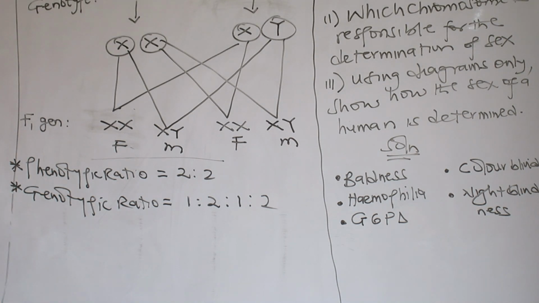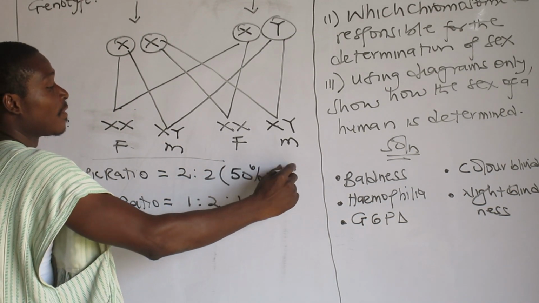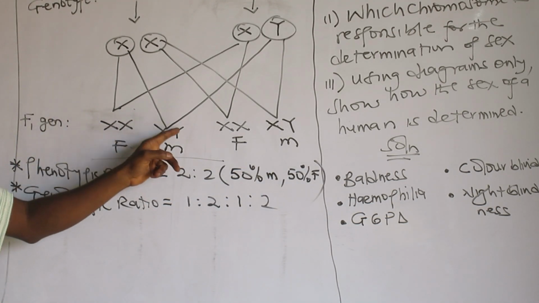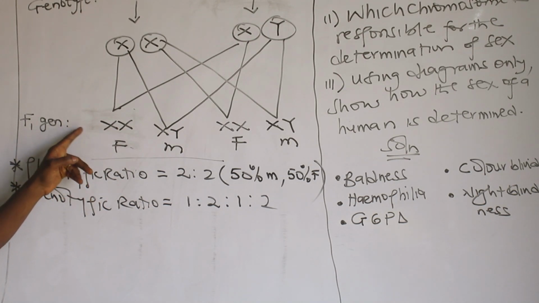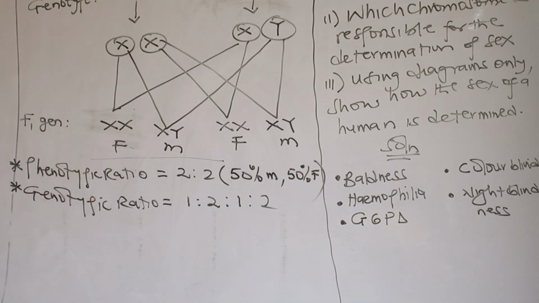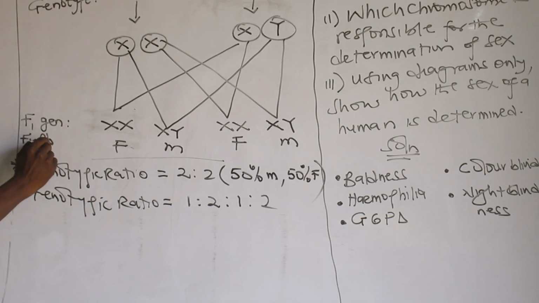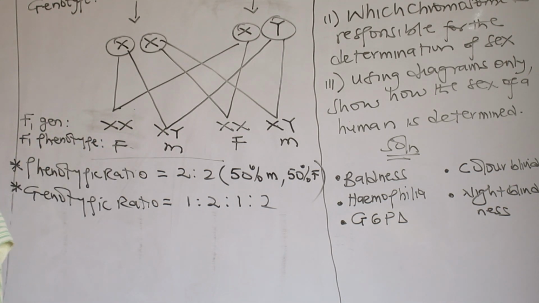But in case they ask you about the phenotype, what do you see? You see 50%. So 2:2, that's 50% male, 50% female, right? 1 is what? 50% male, 50% female. Good. So that is it. So these are the F1 genotype. So there is F1 phenotype. How do you know that? Because these are what you see. Female, male, female, male. Good.